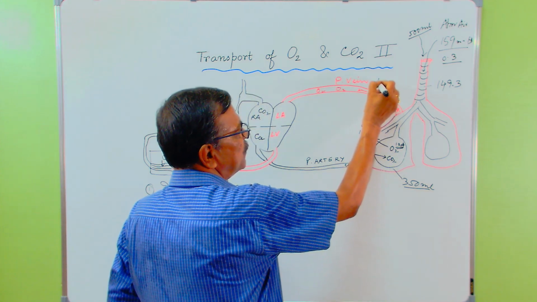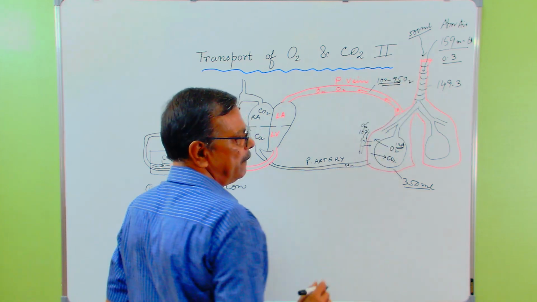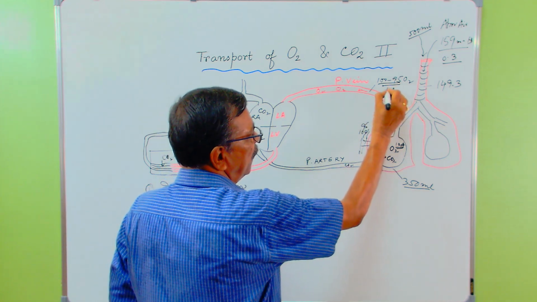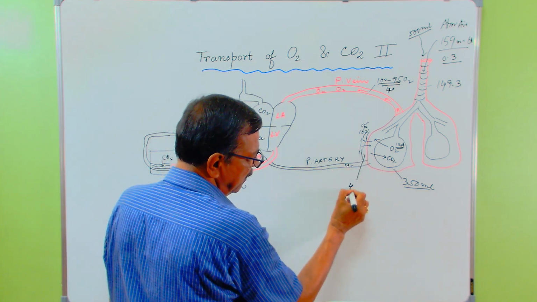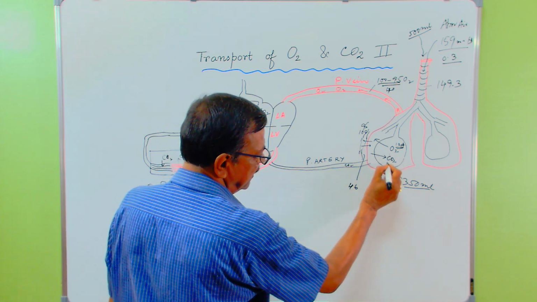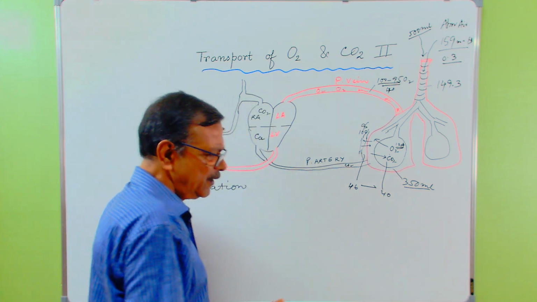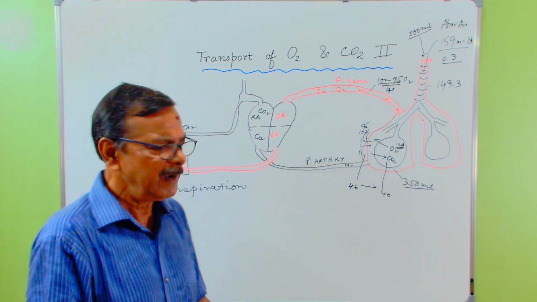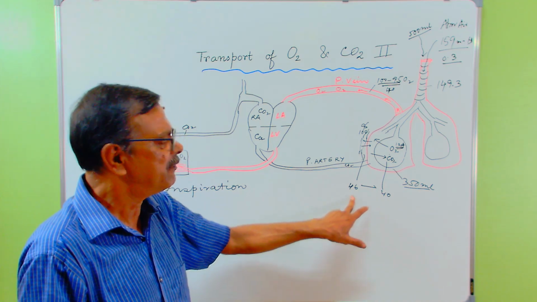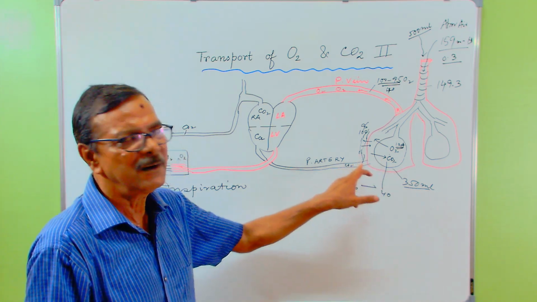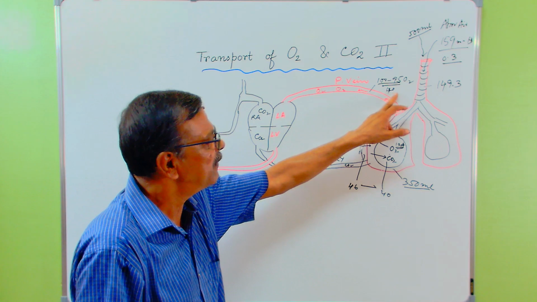So here it is 100 or 95 mm of Hg oxygen, and CO2 remains 40. Why does CO2 remain 40? Because here the CO2 was earlier 46 and here the CO2 was 40. So there is diffusion. How long will diffusion persist? Until the equilibrium is achieved. So equilibrium is achieved at 40. This is 40, this is 40, the diffusion ceases, and that's why it remains 40 mm of Hg.